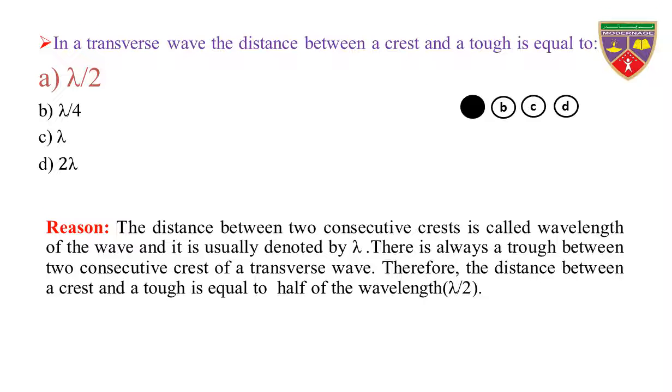Reason: the distance between two consecutive crests is called the wavelength of the wave and it is usually denoted by lambda. There is always a trough between two consecutive crests of a transverse wave. Therefore, the distance between a crest and a trough is equal to half of the wavelength, lambda by 2. Hence, the distance between a crest and trough is lambda by 2.